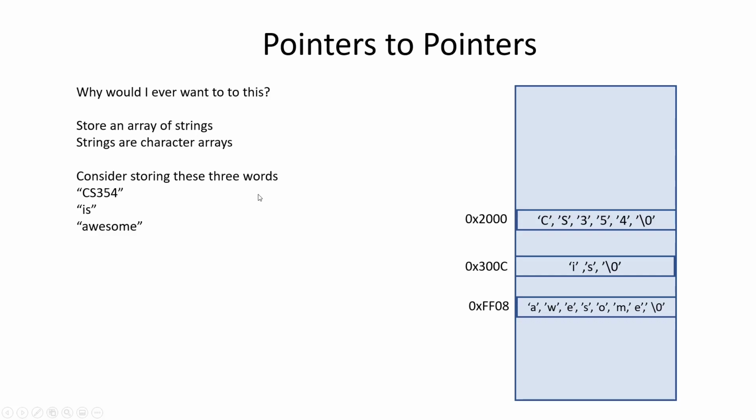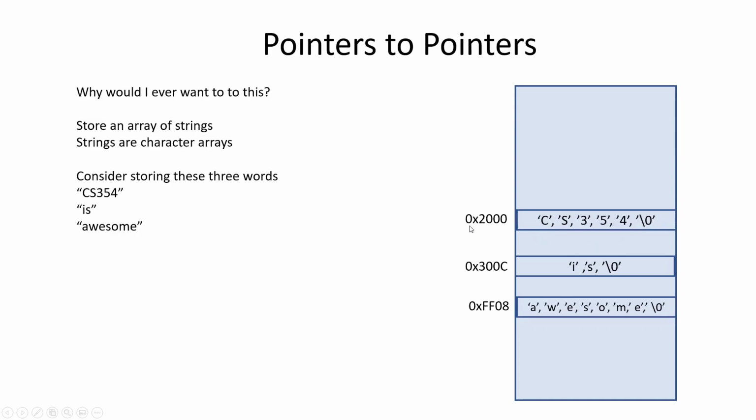CS354 is awesome. What this is going to look like in memory, somewhere out there, I'll declare a variable. In my demo, I call it S1. I just picked a location. I'm storing it at 2000, and I've got this string, CS354. And remember, they always need that backslash zero to terminate a string. So this is going to take 1, 2, 3, 4, 5, 6 characters, or it'll be 6 bytes long.